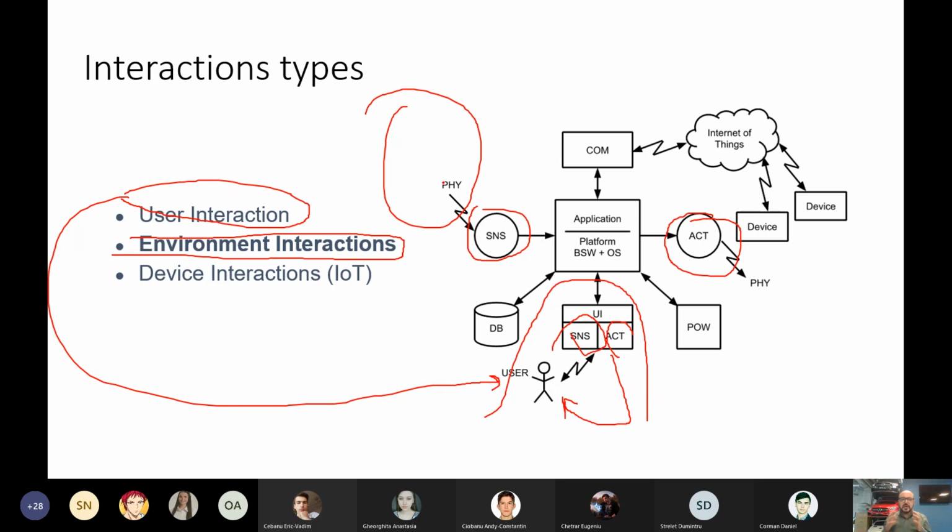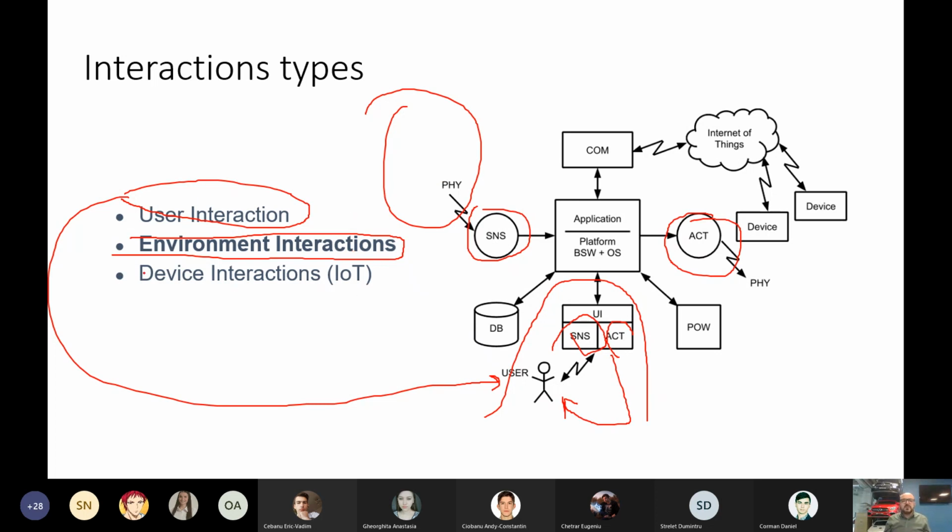User interaction also has some sensors, but in the case of user interaction, we control both sides, and we can adapt the system to our behavior or change our behavior in order to activate a specific sensor. In relation with the environment, it's somehow different.